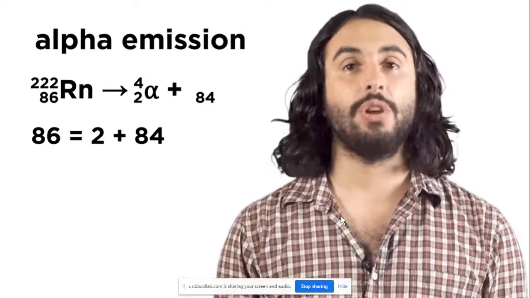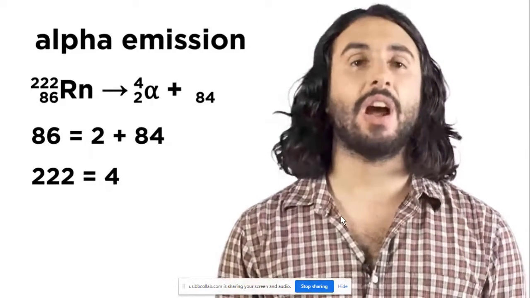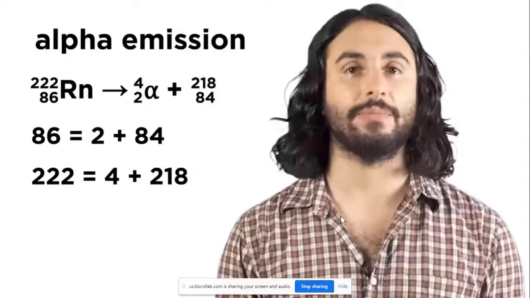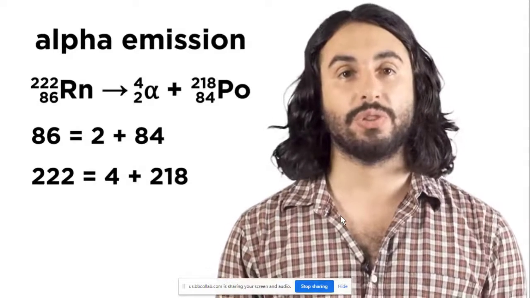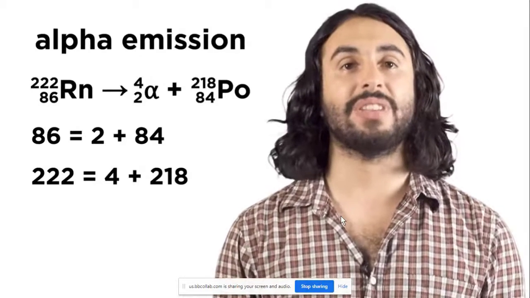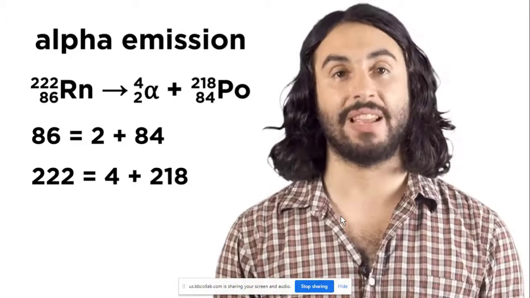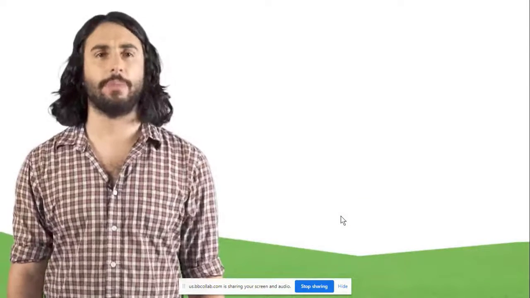Again, with mass 222 on the left and 4 on the right, we need the other particle to be 218. Any atom with 84 protons is polonium, so the resulting nuclide symbol must be this. Again, the numbers on each side of the arrow add up to the same thing. Now that we are aware of these processes, why do they occur?